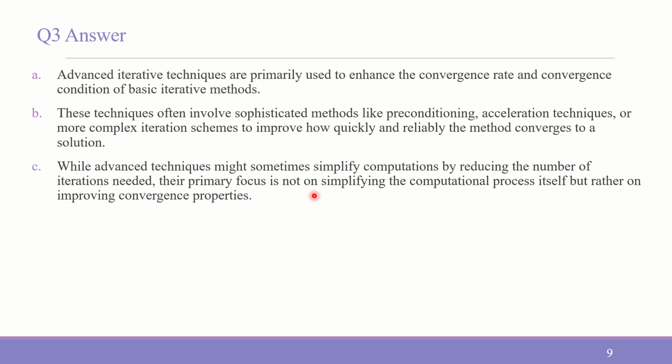Why? Because we need to improve the chances for convergence. How quickly we'll get convergence, and how confident are we that we will get a converged solution? Those things only we require ultimately. That condition and that rate is what is required when we are moving from basic iterative techniques to advanced iterative techniques. So that is the thing. Now we will go to the next question.